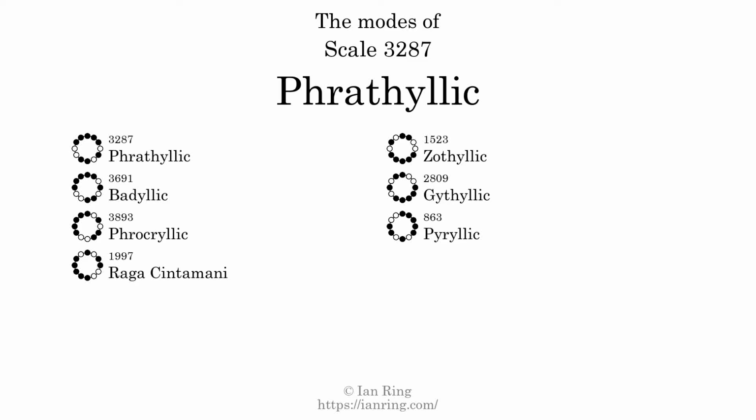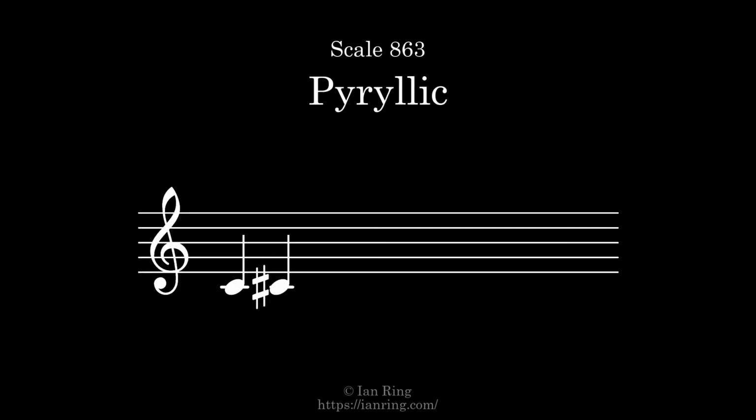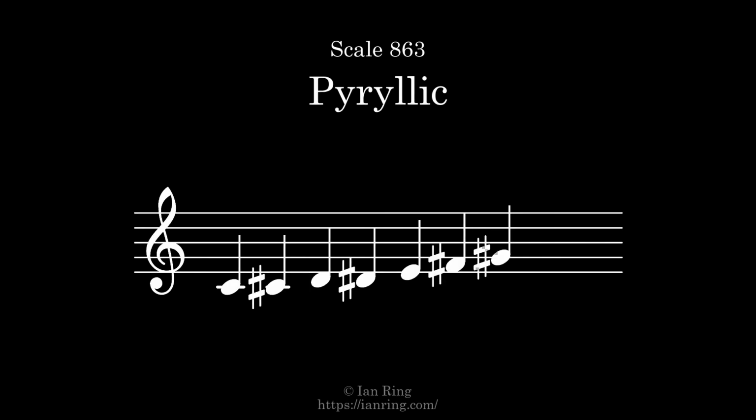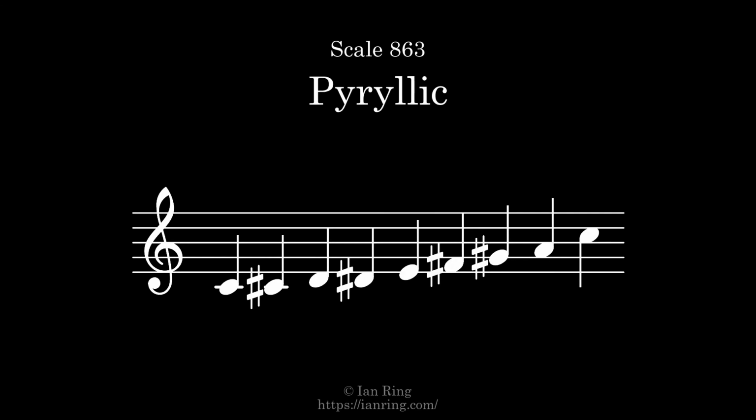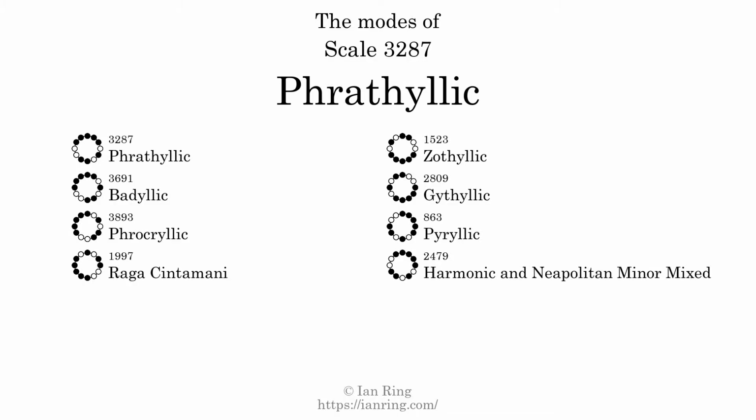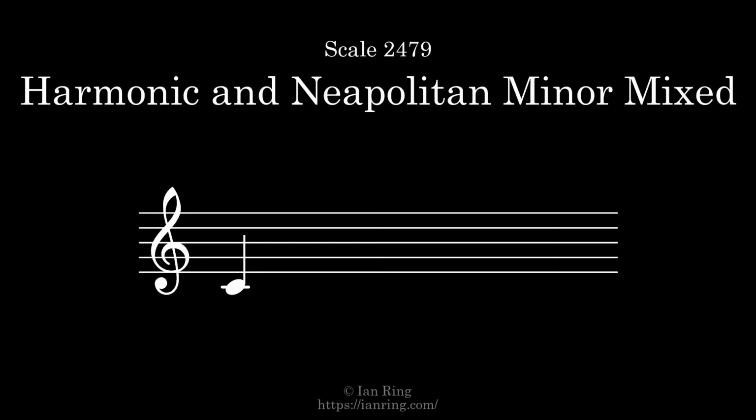The seventh mode is scale 863, also known as Phrathyllic. It sounds like this. The eighth and last mode is scale 2479, also known as harmonic and Neapolitan minor mixed. It sounds like this.